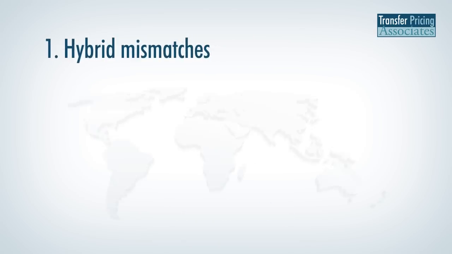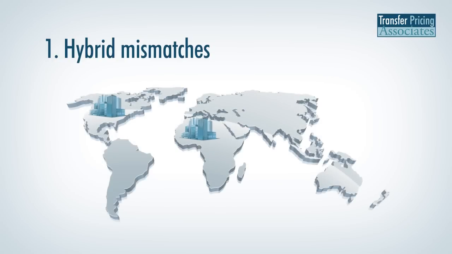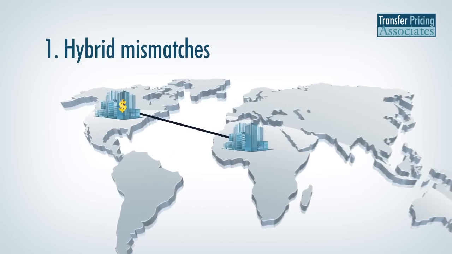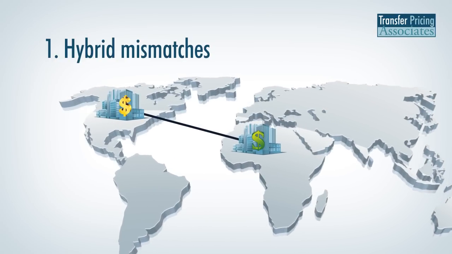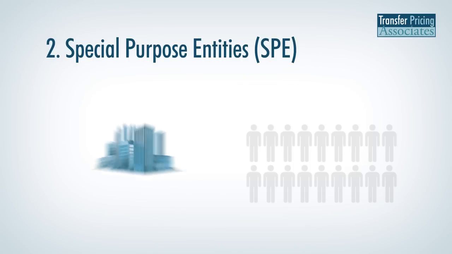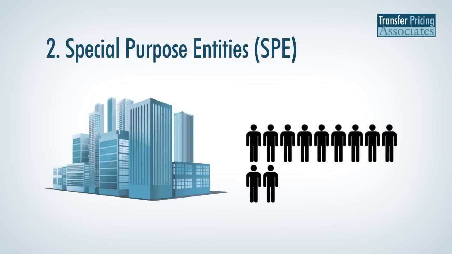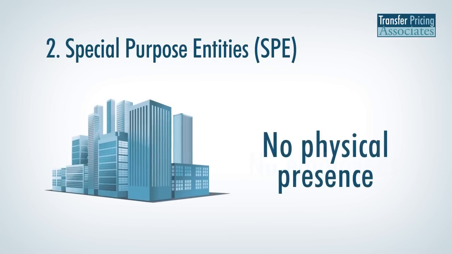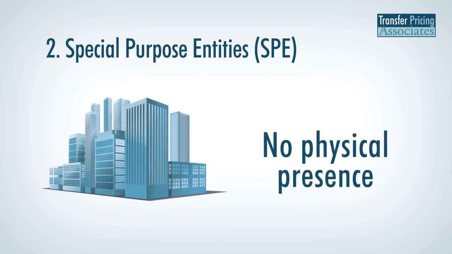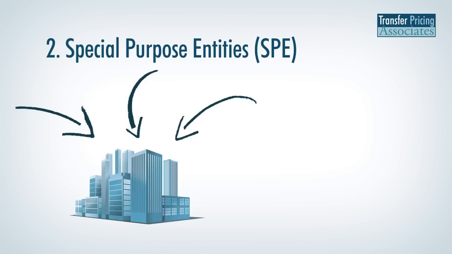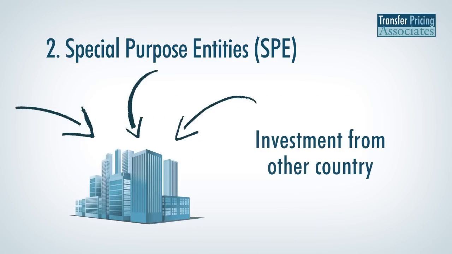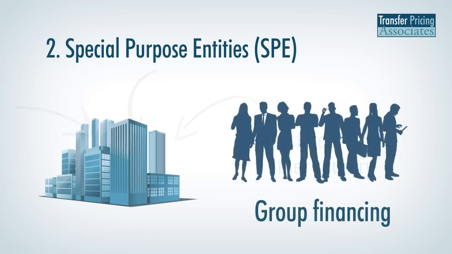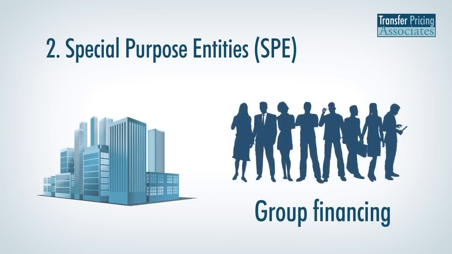Hybrid mismatch arrangements use different tax treatments of the same instruments, entities, or transfers between two or more jurisdictions. A special purpose entity is a firm established only for tax purposes. It often has few or no employees and little or no physical presence in the host economy. Its assets and liabilities represent investments in or from other countries. Its core business consists of group financing or holding activities.